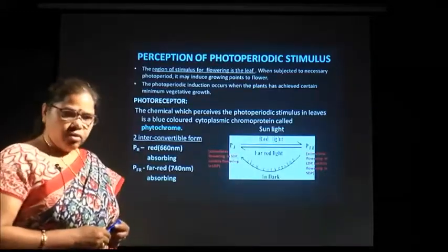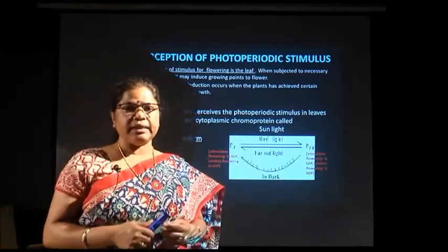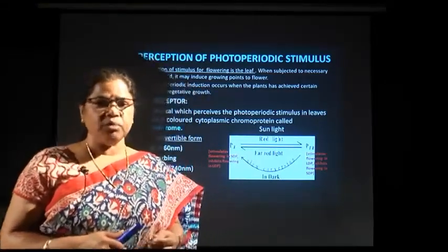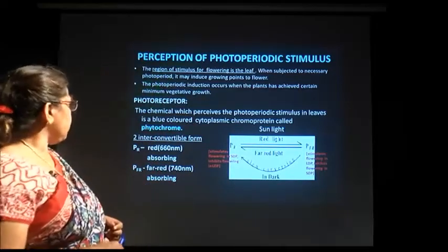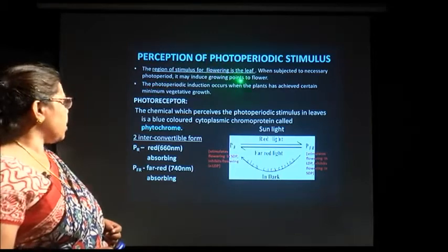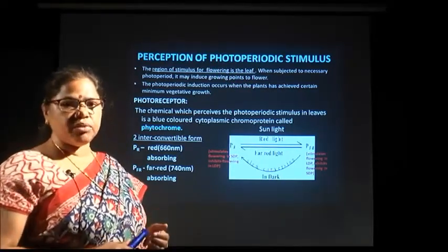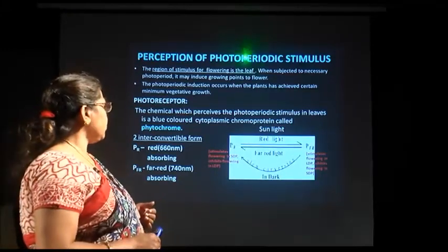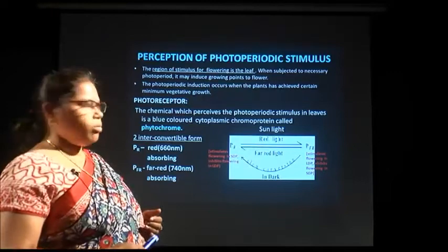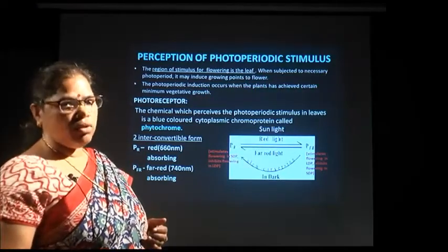Then comes the question: what is the chemical present in the plant which actually receives this photoperiodic stimulus? Who receives this? The region of photoperiodic stimulus for flowering is the leaf. Actually, the leaf is the organ which receives the photoperiodic stimulus or light for flowering, and only when subjected to the necessary photoperiod does it induce the growing points to flower.